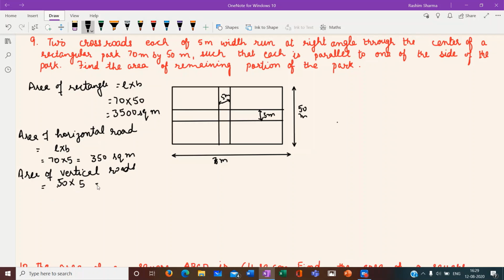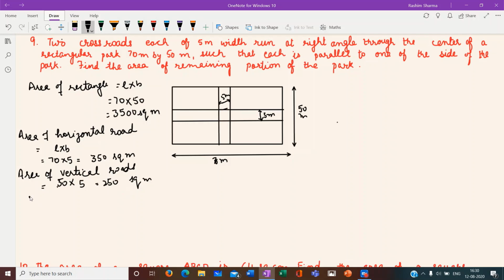So it means 250 square meter is the area of the vertical road. But in between, this much portion is common in both, this much square, 5 by 5. It means when we add the area of the vertical road and the horizontal road, this will come twice, but we want this part to be counted only once. So we will subtract the area of this common square once, so that only one time it will be counted in the total area.